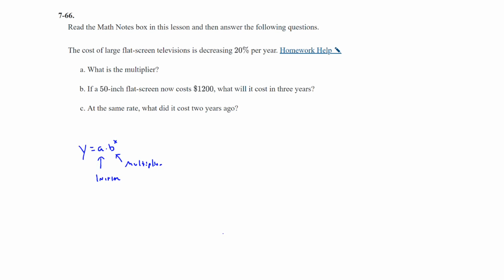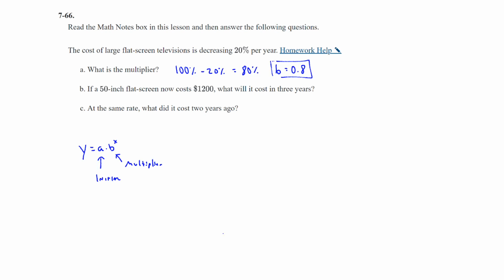And so as you look at that, and we want to look at what the multiplier is, if you're decreasing 20% each year, you start at 100%. So 100% is where you start, but then you're decreasing 20%. So if you take 100% minus 20%, that would be 80%. Or as a decimal, 0.8. So that represents your multiplier. That's the number that we multiplied over and over.